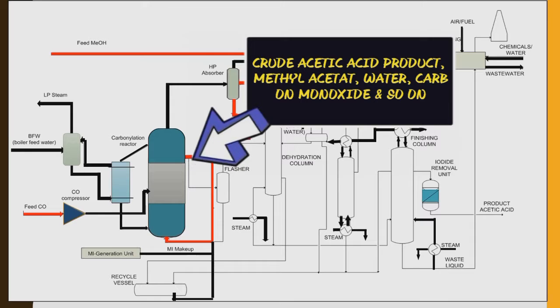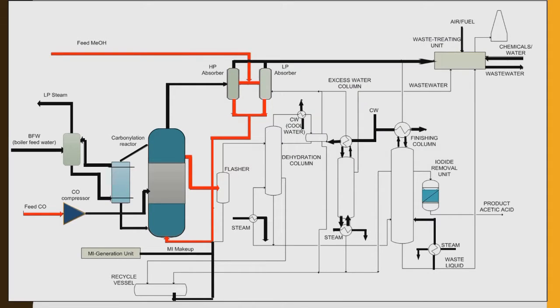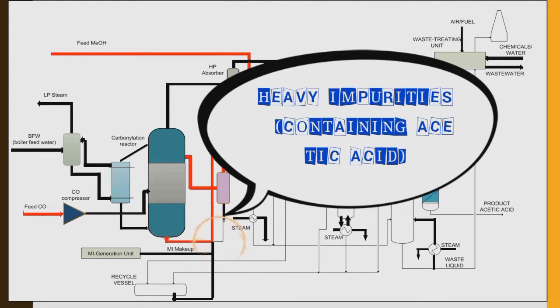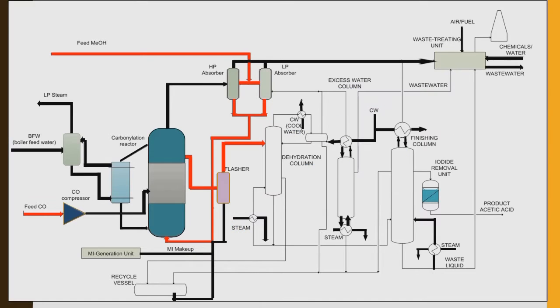Now the discharged liquid from the carbonylation reactor, containing crude acetic acid product, methyl acetate, water, carbon monoxide and so on, is flashed and vaporized in the flasher to separate vapor and liquid streams. A major portion of the acetic acid, unreacted methanol, methyl acetate, methyl iodide, water and some heavy impurities such as propionic acid are flashed into the vapor phase and fed to the dehydration column.